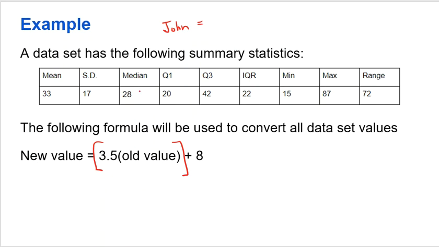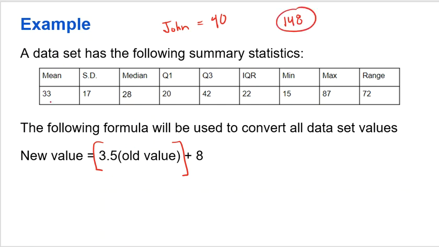Not percentages, because if the average was a 33%, then that's a pretty crappy test. But maybe it was like a 40-point quiz. Let's just say John's value was a 40. How would I get John's new value? Well, I'd take 3.5 times 40, add 8. John's new value would be 148.